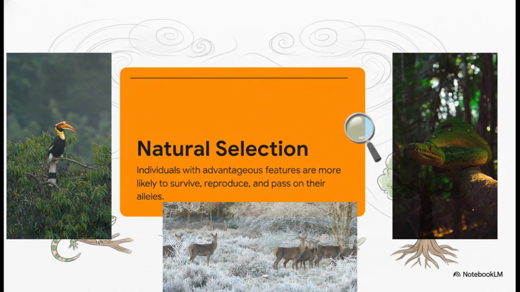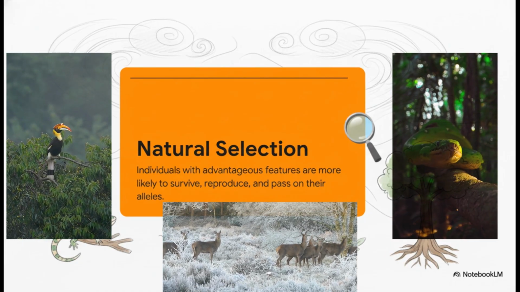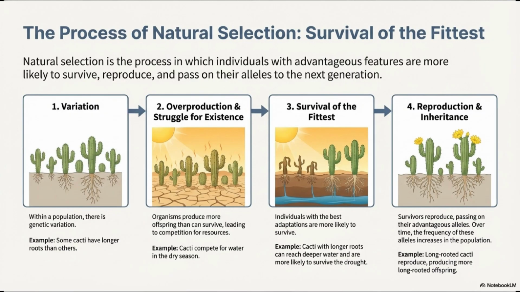And any individuals that have variations that give them an edge in meeting those challenges, well, they're more likely to live, have kids, and pass on those winning traits. You can break this whole process down into 4 really clear steps.